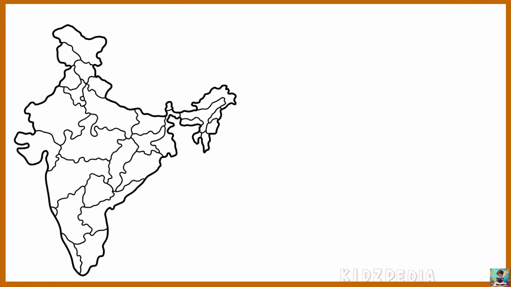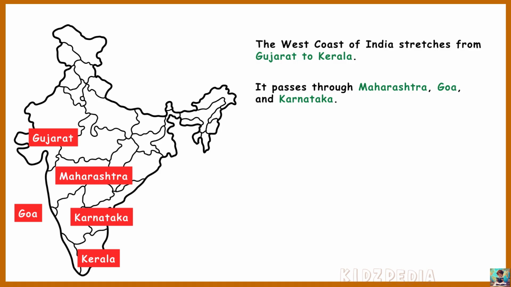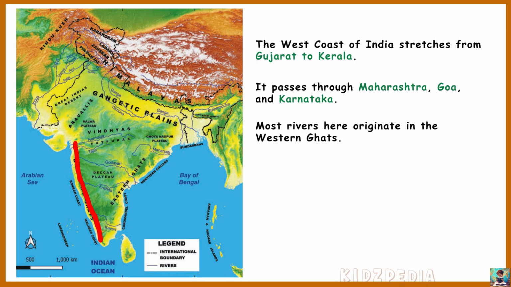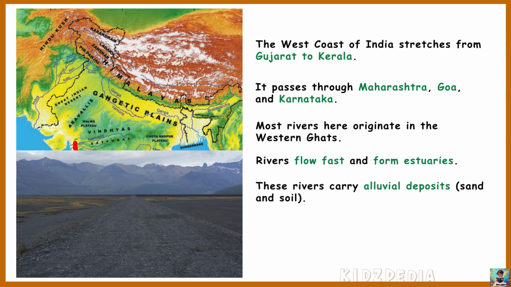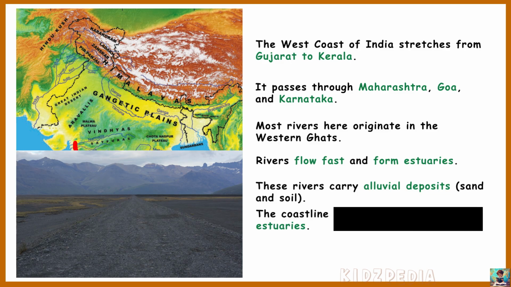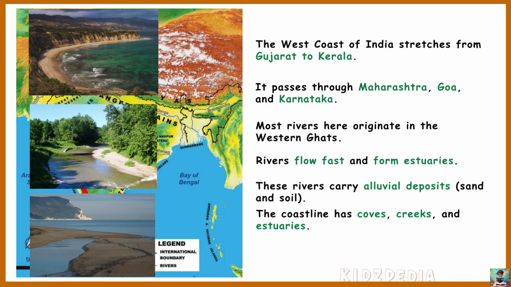So, the west coast of India stretches from Gujarat to Kerala, passing through Maharashtra, Goa and Karnataka. Most rivers here start from the Western Ghats and quickly flow into the sea because the distance is short. Since they flow fast, they do not split into many branches but form estuaries. As these rivers flow, they carry sand, mud and soil. When they slow down, they deposit these materials which are called alluvial deposits. These deposits help shape the coastline into features like coves, creeks and estuaries. A cove is a small curved part of the sea that goes into the land.